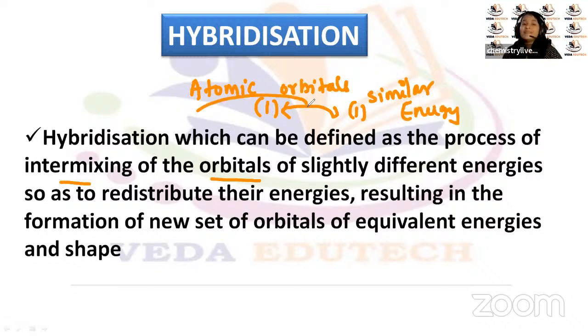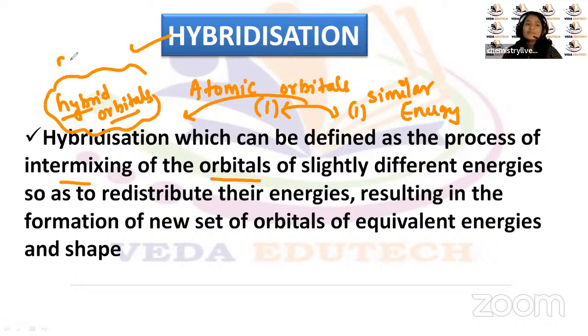Now, when they combine, they are going to give you hybrid orbitals. This process is called hybridization. When these hybrid orbitals are formed, suppose n number of hybrid orbitals are formed, then all the hybrid orbitals are going to have equivalent energy and shape.